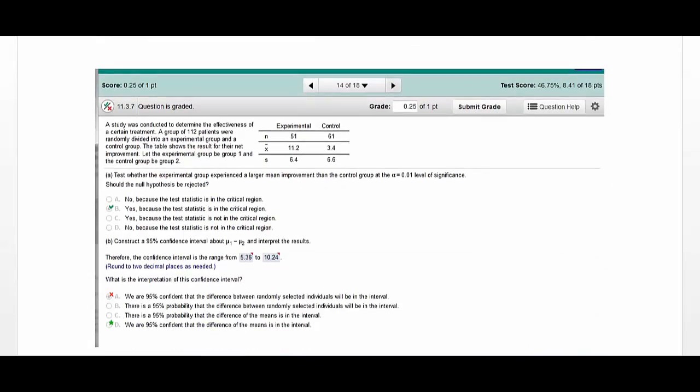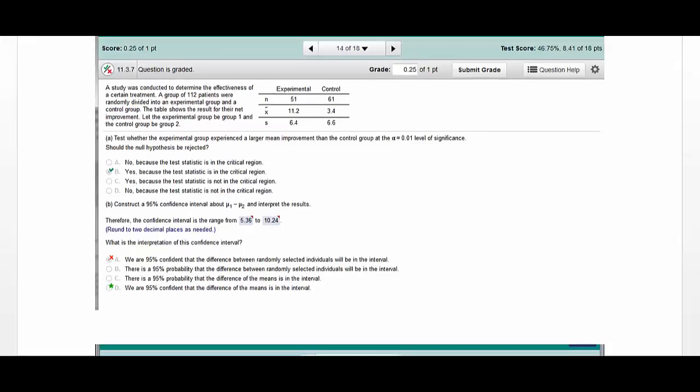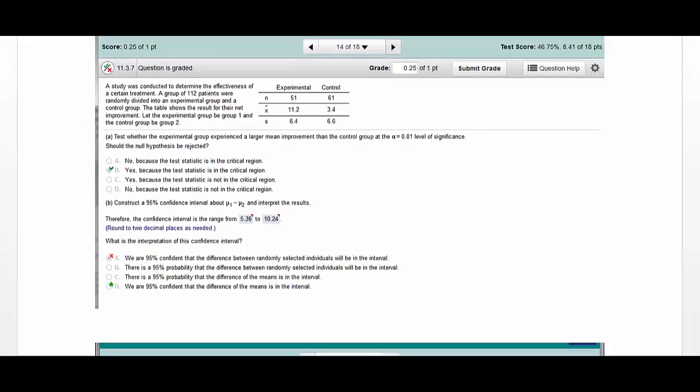Okay, moving on. Number 14. Let's see. We have experiment, control. So we got a 2-sample test of some type. Set up a confidence interval of the difference of means. Okay, and then I just have to clarify if this is a matched pairs or not. I'm going to say most likely not, because with experimental and control, typically those are not the same sample size. Let me just actually go back and read it. A study was conducted to determine the effectiveness of a certain treatment. A group of 112 patients were randomly divided into an experimental and control group.